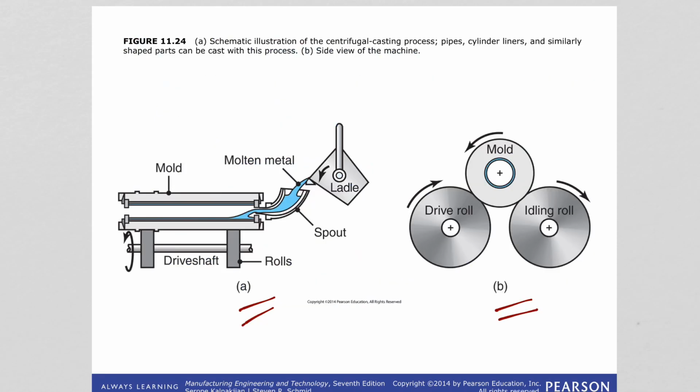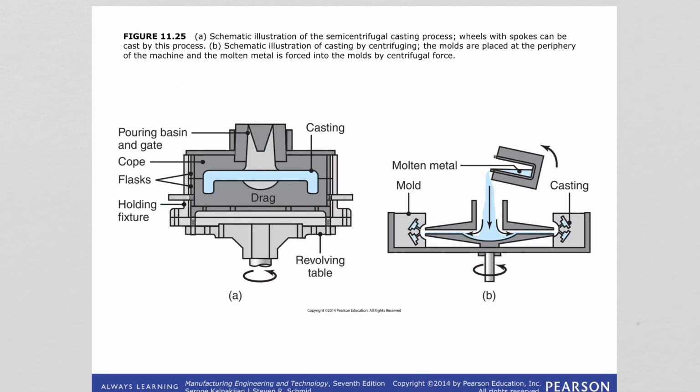And we see that in image B here. This is the illustration of casting by centrifuging. And you see the molds are placed at the periphery of the machine, and the molten metal is forced to the mold cavities by the centrifugal force.